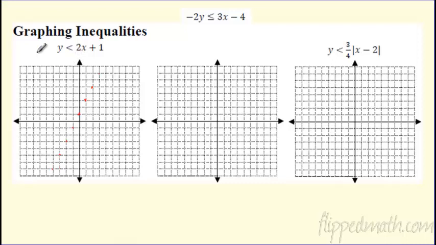Now I have to think, is this dotted or solid? This one is going to be dotted. Why is it dotted? Because of this. It's just less than. It means it can't equal it, so I can't use a solid line. So I have to fill this in with dotted lines. So anything on this dotted line is not a solution.